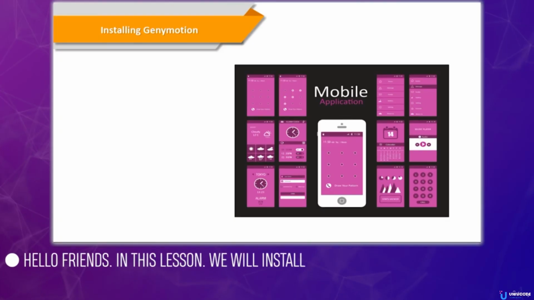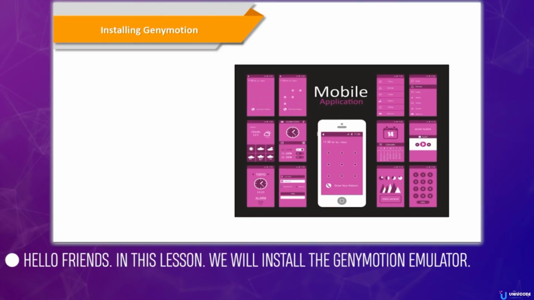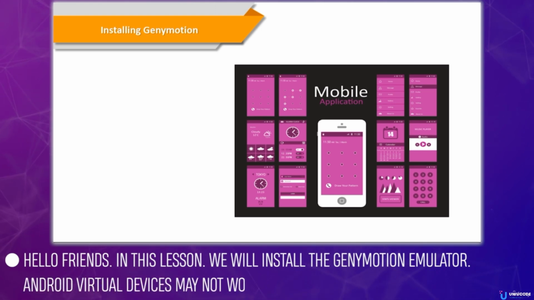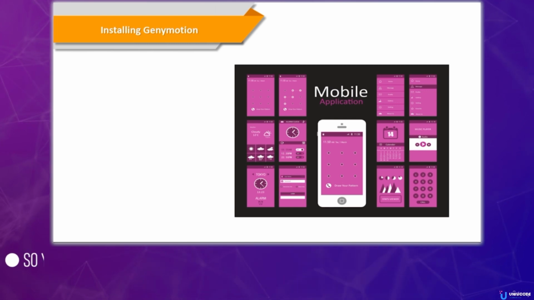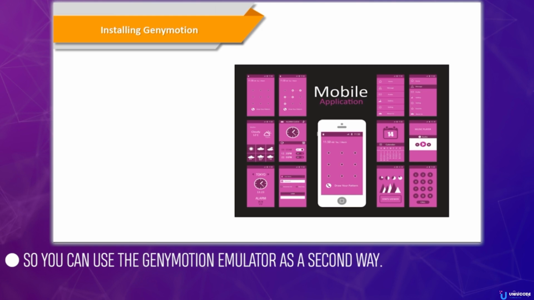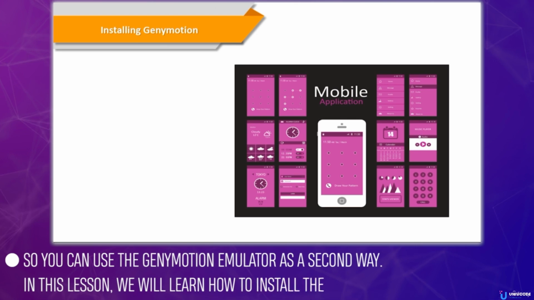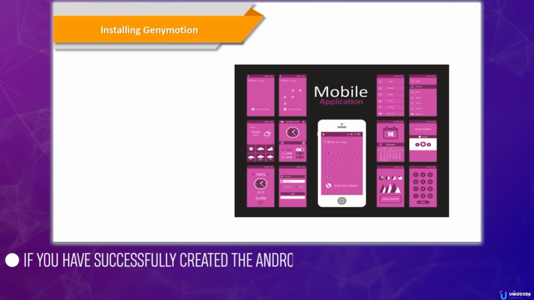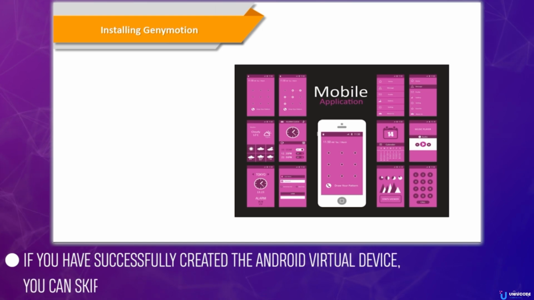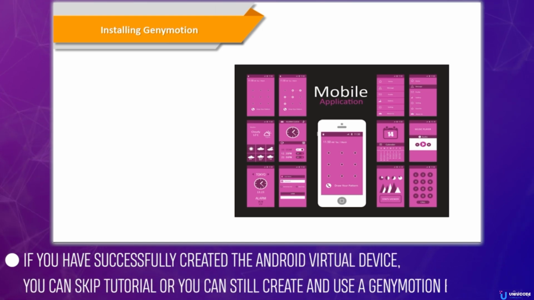Well, hello, friends. So in this lesson, we're going to install Genymotion, which is another emulator. So Android virtual devices may not work correctly on some friends' computers, so you can use the Genymotion emulator as a secondary device if you'd like. So in this lesson, we're going to learn how to install the Genymotion emulator. Now, if you've successfully created the Android virtual device, you can skip this tutorial, or you can still create and use a Genymotion emulator. Either way, you're going to learn something.